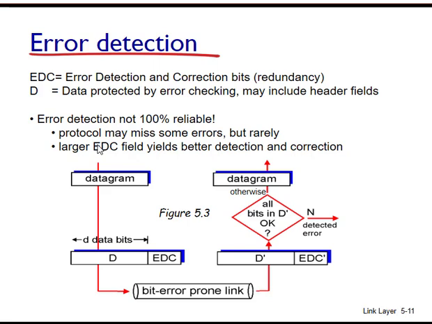Generally, more sophisticated error detection and correction techniques incur a larger overhead. More computation is needed to compute and transmit a larger number of error detection and correction bits.